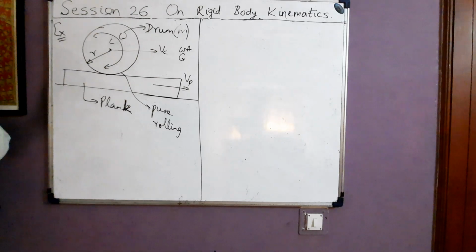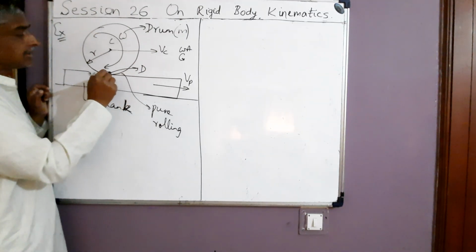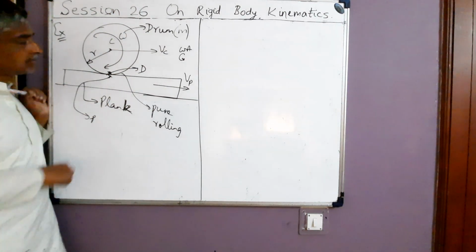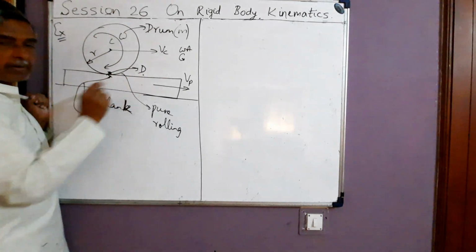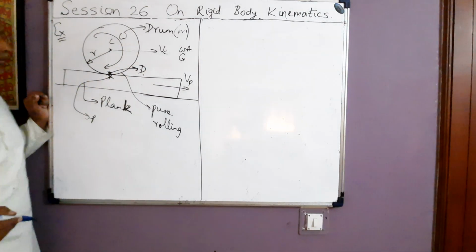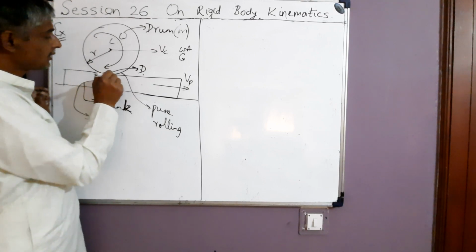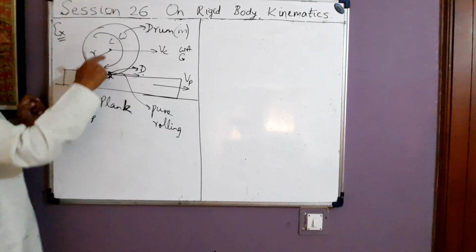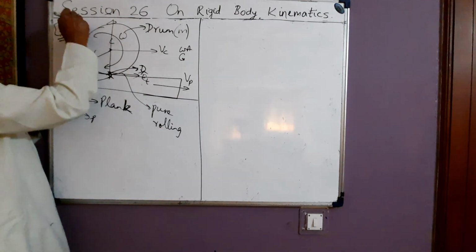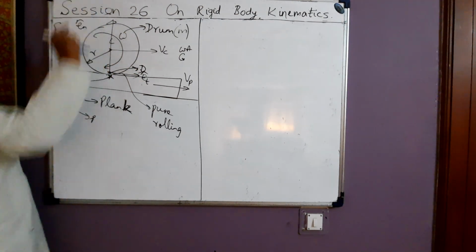Now suppose the material point D of the drum is in contact with material point P of the plank. D is the material point of the drum in contact with the plank and P is the material point of the plank in contact with the drum. Now we define unit vectors ET and EN. ET is a unit vector tangent to the drum and plank at this point. EN is a unit vector along the inward normal. This is the concave side, inward normal this side.